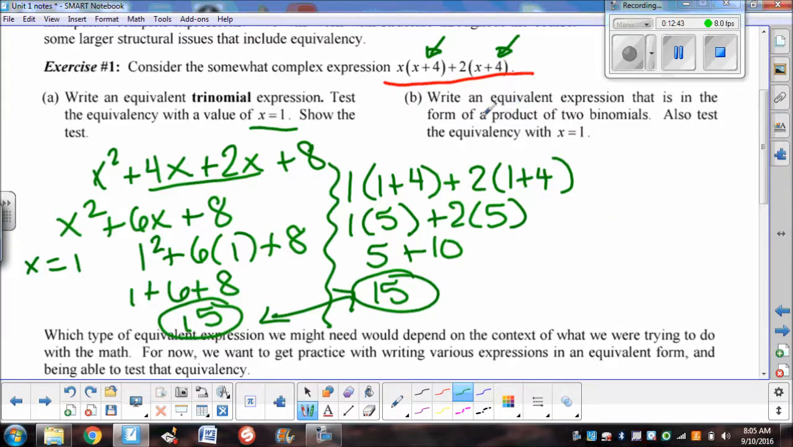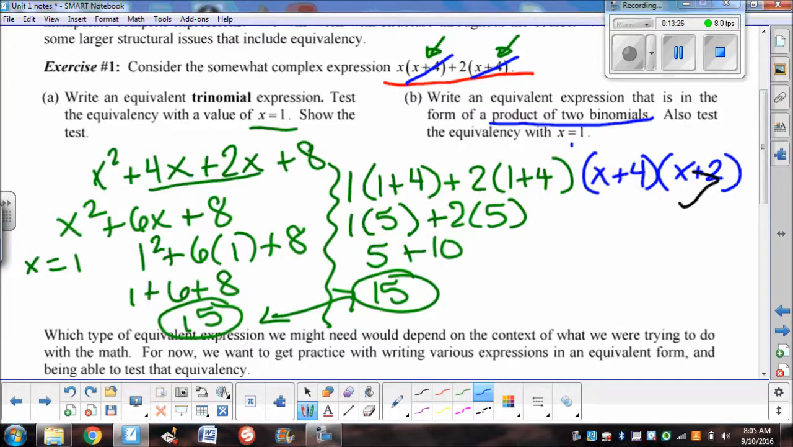Now, over here it says, write an equivalent expression that is in the form of the product of two binomials. So I need to write two binomials that are equivalent to this expression. And go back to what I said in the beginning that I have marked with my arrows. They have an x plus 4 in common. So what if I took those out? Because really that ends up being a common factor, greatest common factor. And then what's left over? X plus 2.